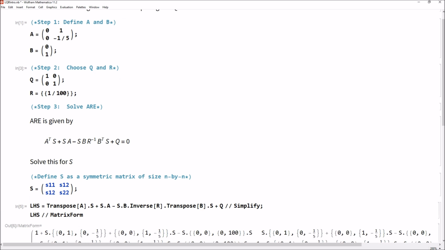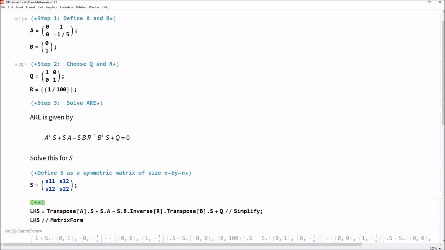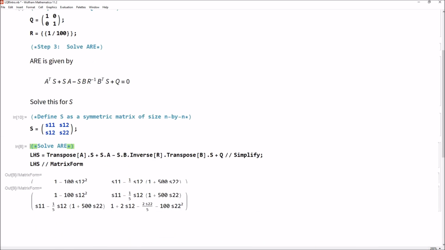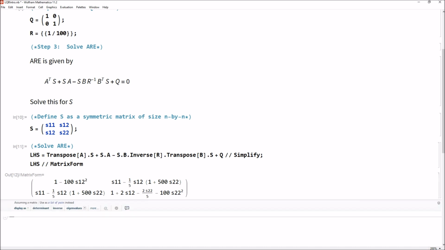Okay, now this second step is to go ahead and solve the ARE. So let's see, shift enter this value of S, shift enter the right-hand side. Here we go. So here's what it looks like, right? This is actually a symmetric matrix. If you look, this off-diagonal entry is the exact same as this off-diagonal entry. So really, we have 3 equations and 3 unknowns. I need to find S11, S12, and S22.